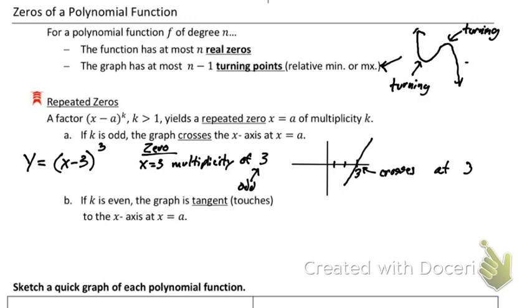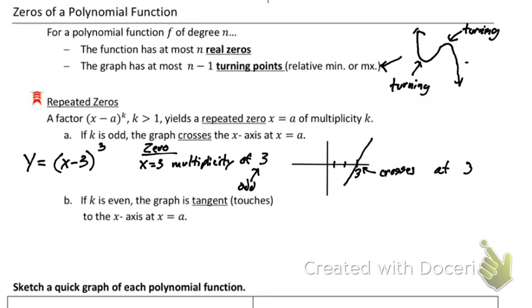If your multiplicity is even, it will not cross at that point. It's going to actually bounce off it. So if k is even, the graph is tangent, or it just touches and then changes direction. It won't actually go through at that point.